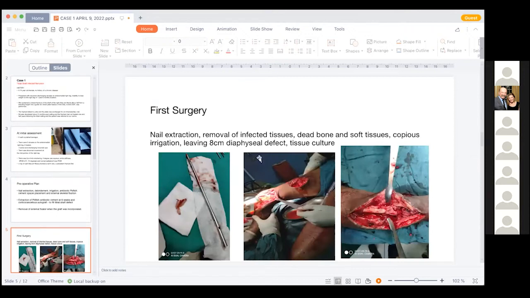The first surgery was performed. And as you can see, the nail was extracted from the tibia. We removed all infected necrotic tissues. Necrotic bone was removed. Bone was excised until we got to fresh bleeding bone. And the cerclage wires were removed from the tibia. And through an incision at the anterior knee, we did extensive endosteal reaming to remove all infected necrotic tissue from the endosteum. And after the debridement, we had about 8 centimeters of diaphyseal bone defect, as you can see, in the tibia.